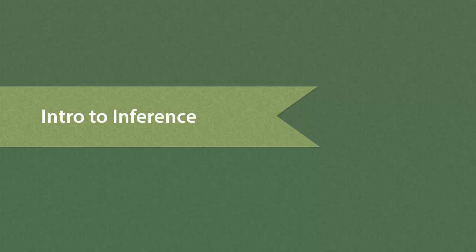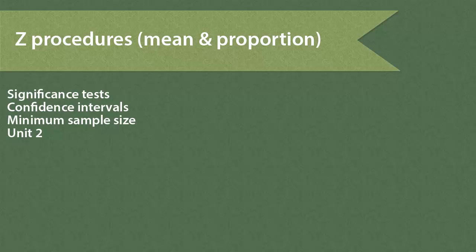Introduction to Statistical Inference, Statistical Testing, and Confidence Interval Estimation. In this program, we'll learn how to use the Z procedures to run a test of significance or hypothesis test for the population proportion. We'll also use the 95% confidence interval to estimate the population proportion.